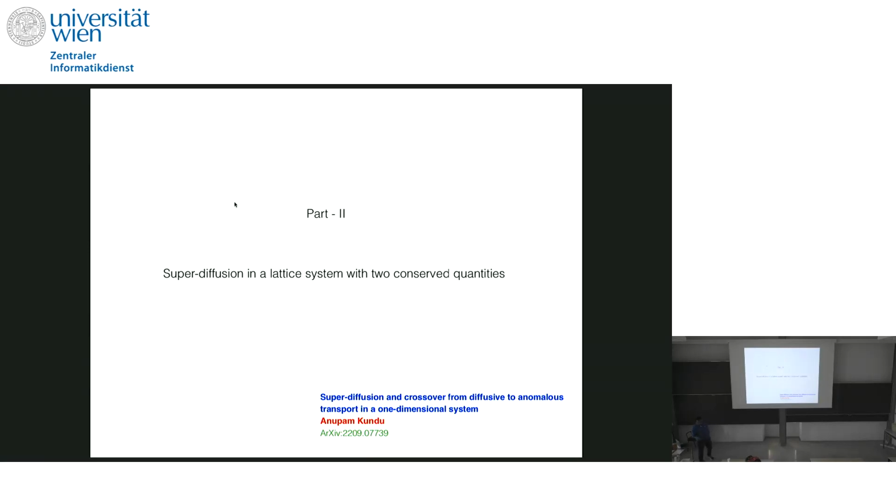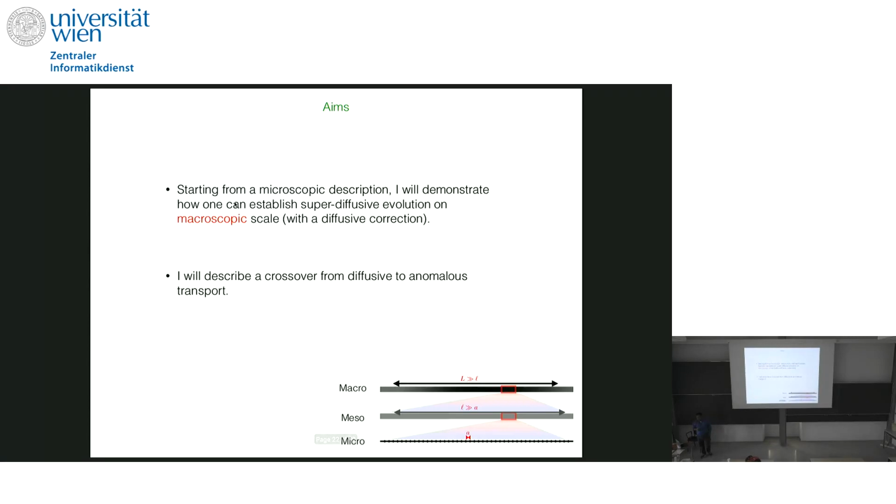Okay, so these are the aims. First, starting from a microscopic description, I'll demonstrate how one can establish a super-diffusive evolution on a macroscopic scale with a diffusive correction, of course. And with this diffusive correction, I'll describe a crossover from diffusive to anomalous transport. And for your reference, I wanted to remind you about these three scales.